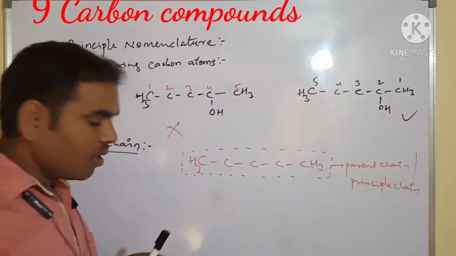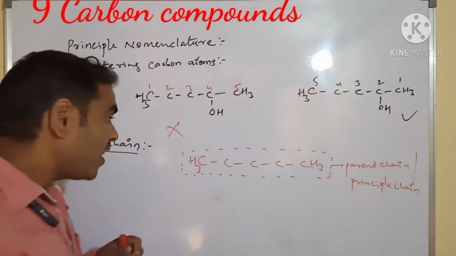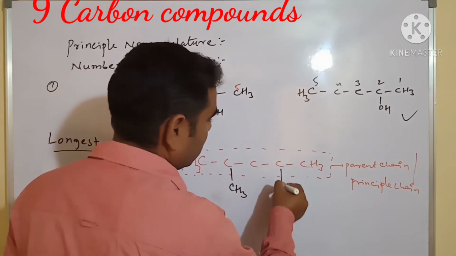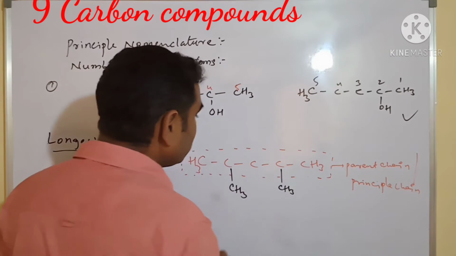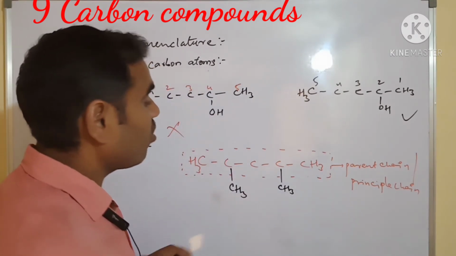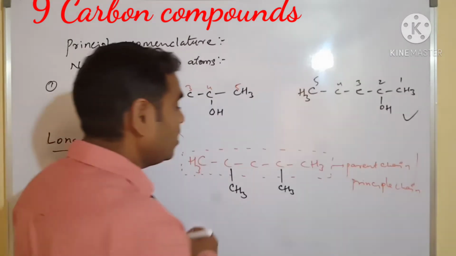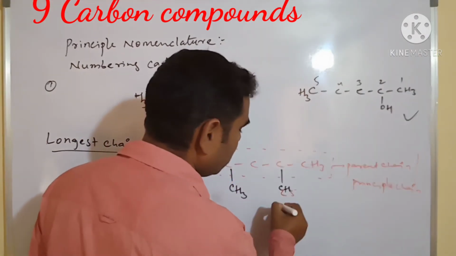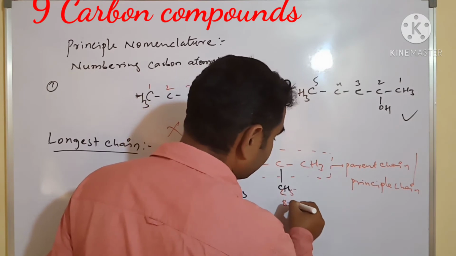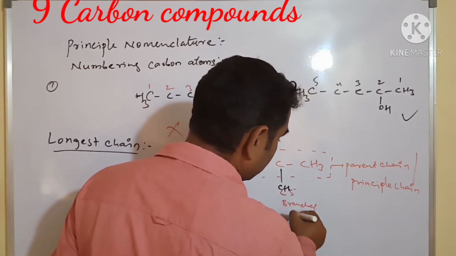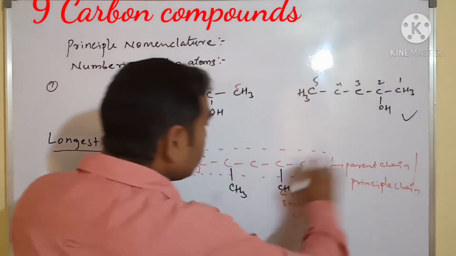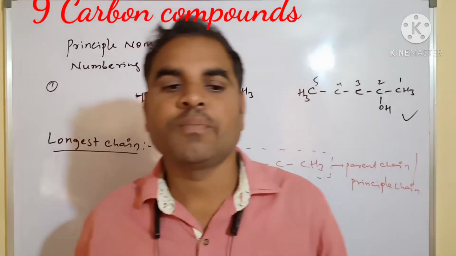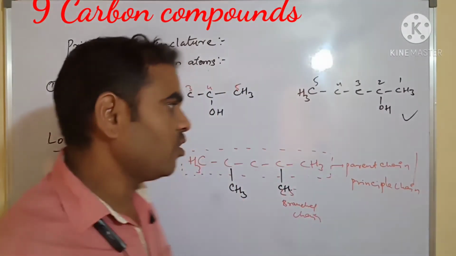The chain that is attached, like this CH3, this CH3. This chain we are calling the branched chain. C2H5 we have to write. This is a branched chain. This one is the principal chain or parent chain. This one is a branched chain, also called a side chain.